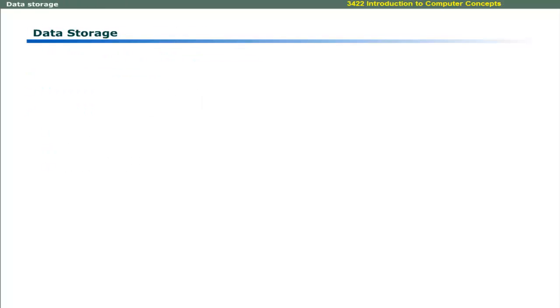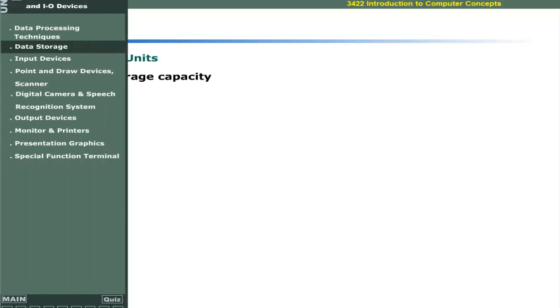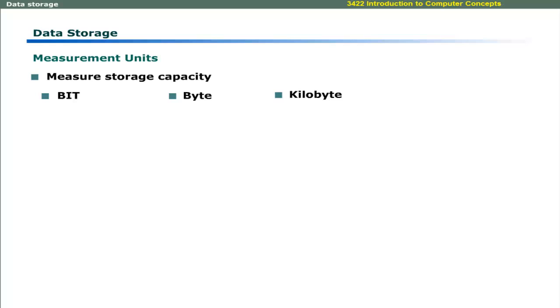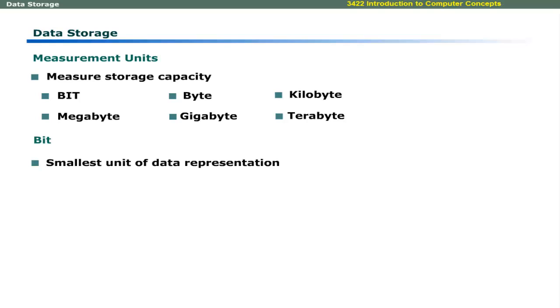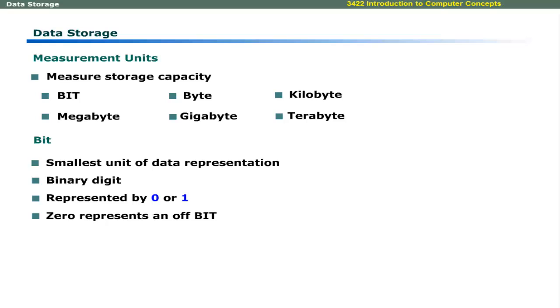Dear learners, different measurement units are used to measure storage capacity. In computers, the measurement units are bit, byte, kilobyte, megabyte, gigabyte, and terabyte. The smallest unit of data representation is bit. It is an acronym for binary digit. It is either 0 or 1. A 0 represents an off bit and 1 represents an on bit.